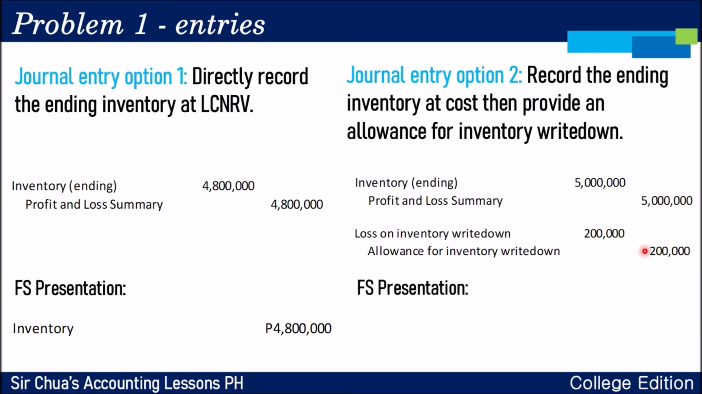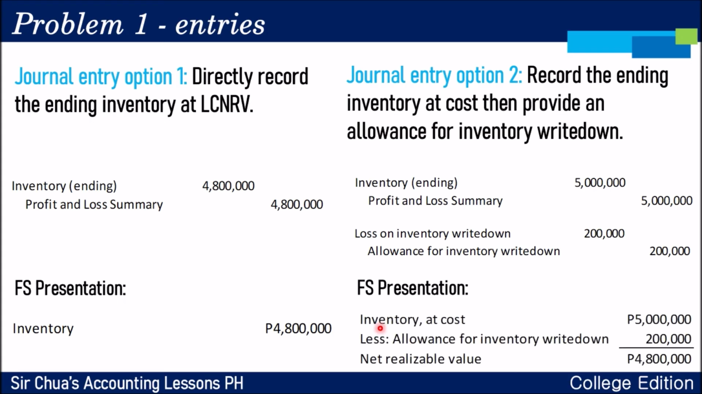Ngayon, anong itsura sa FS? Sa FS, ganun pa rin po naman talaga. Lalabas natin yung inventory 4,800,000. But in the notes to financial statements, ganito na po itsura niya. At cost, yes, it's 5 million, but we have a loss on inventory write-down which is actually reported as allowance for inventory write-down na 200,000. Kaya, ang net realizable value lang po nung ating inventory is 4,800,000.